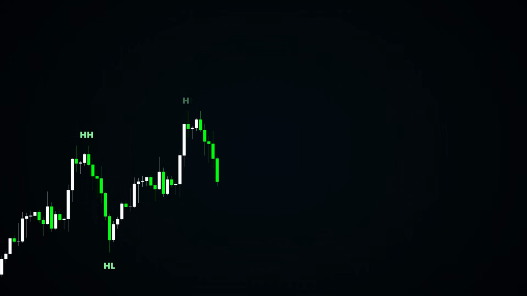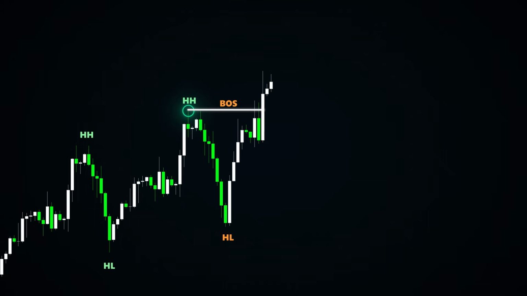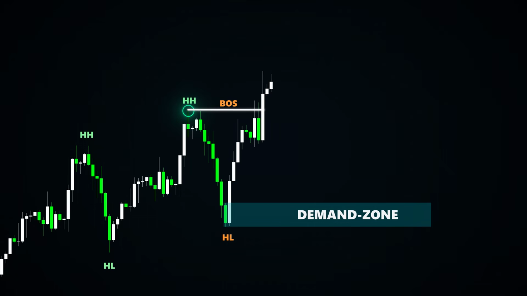You can see here we're in an uptrend. Price is making higher highs and higher lows. Now watch this. Price pushes up and breaks above that previous swing high. That's a clear break of structure. So what do we do next? We just look back and ask, where did that move start from? That's our demand zone. That's where the buying pressure came in strong enough to break structure.